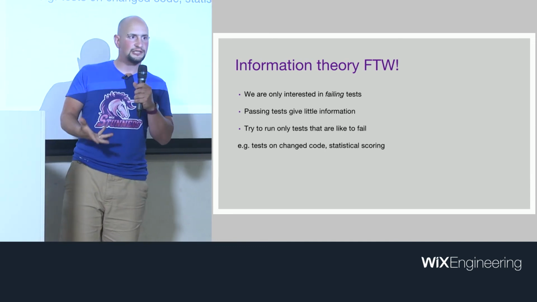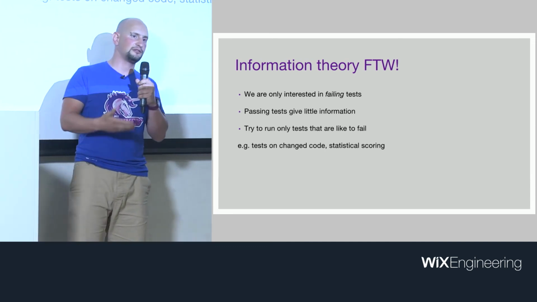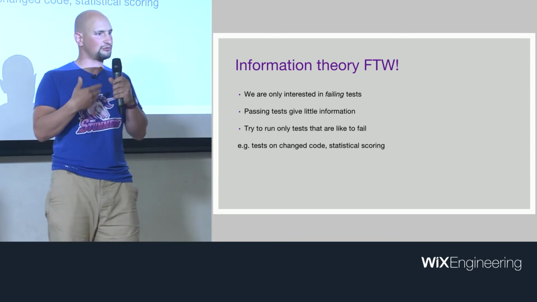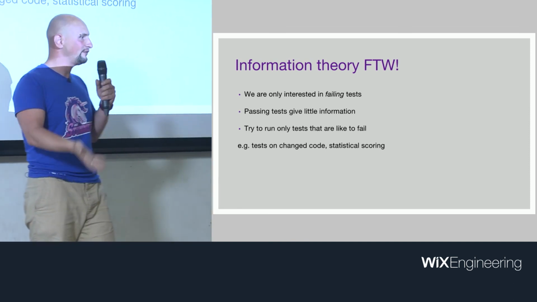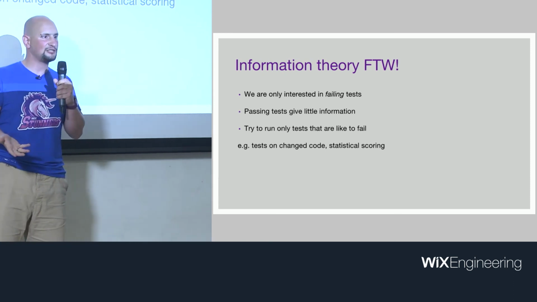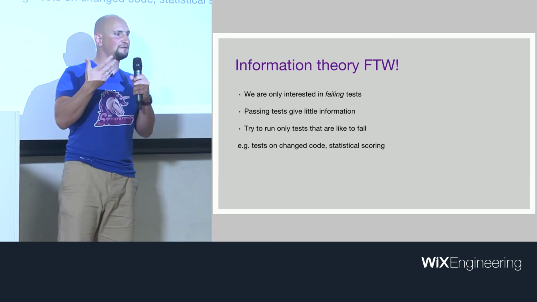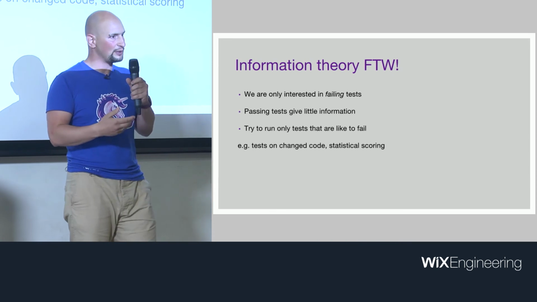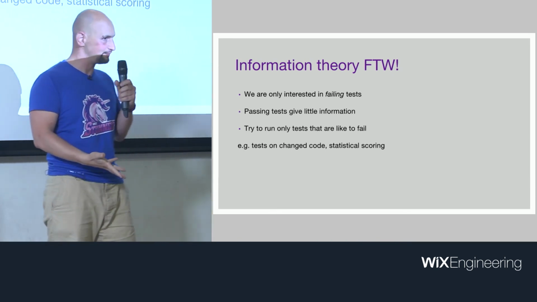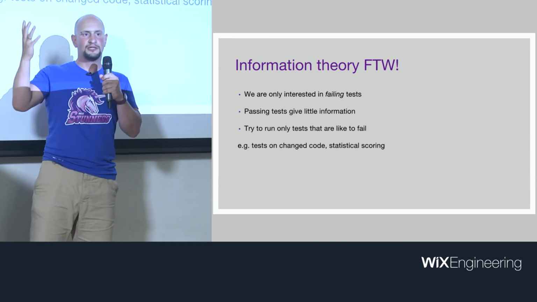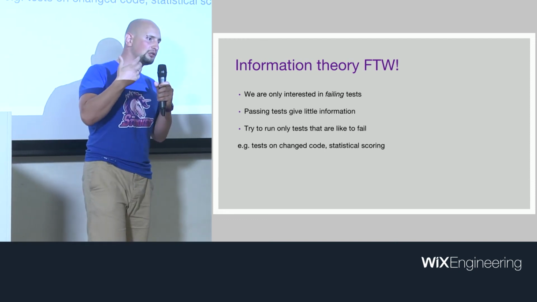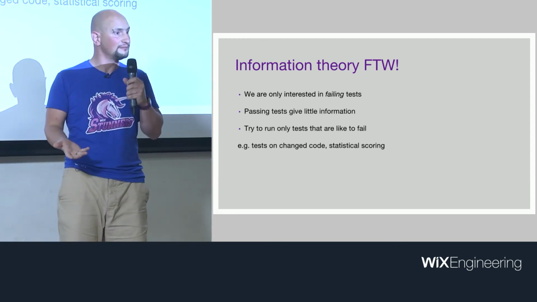Basically, we are interested in failing tests. We're not interested in tests that always pass. We're not interested in tests that pass even now. They don't provide any information. We are interested in tests that fail. This is the meaningful information. We want to know that something is not working. Okay? So what if, by some magical way, we could only run the tests that fail?